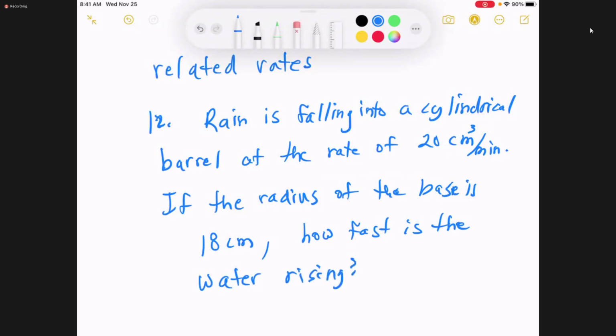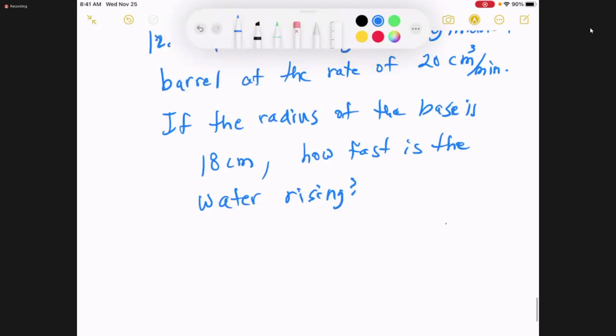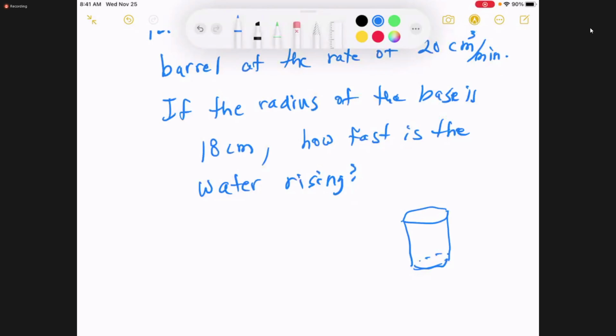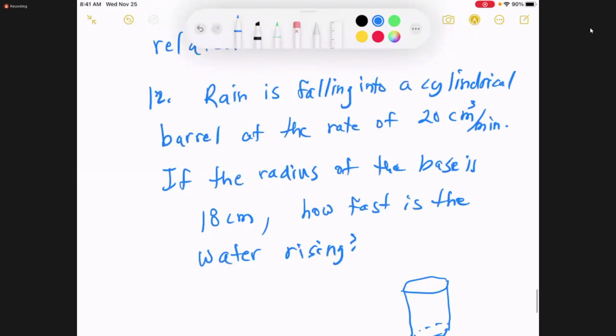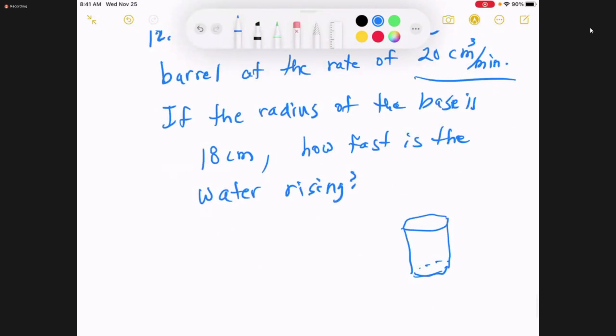Okay, so I'll draw a picture. You got this barrel here. It's a tiny barrel. I think of barrels as being big. 18 centimeters, it's more like a vase. But okay. So rain is falling, and so the barrel's kind of filling up, and the level of the water in the barrel is increasing as time goes. Okay, so the height of the water is changing in the barrel.